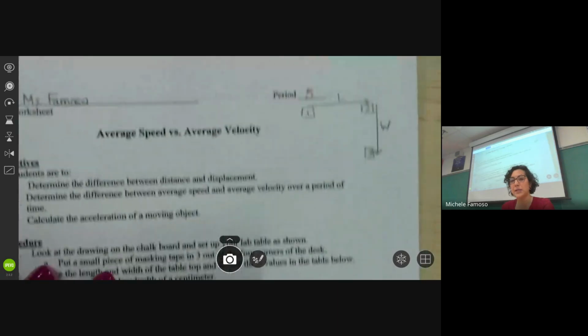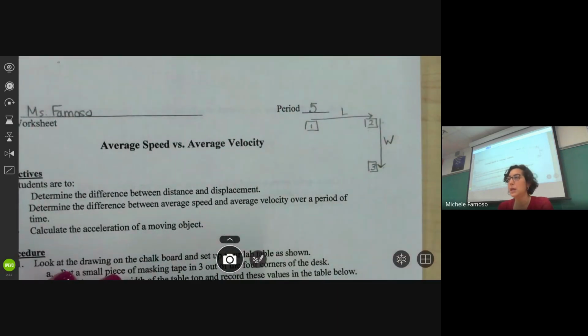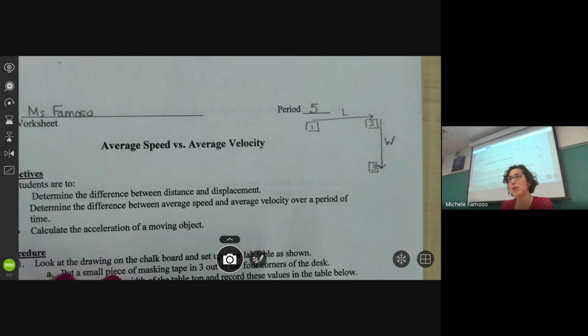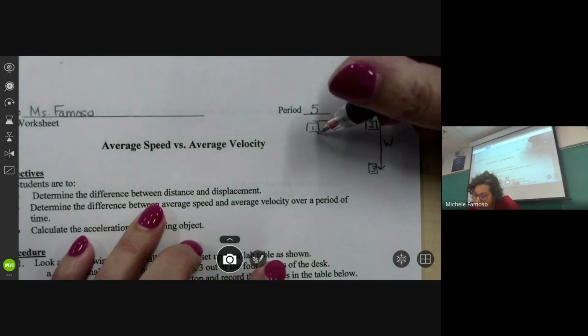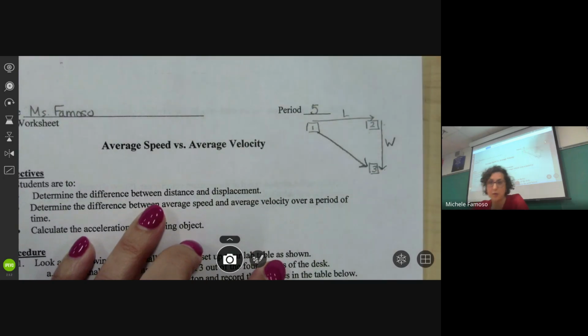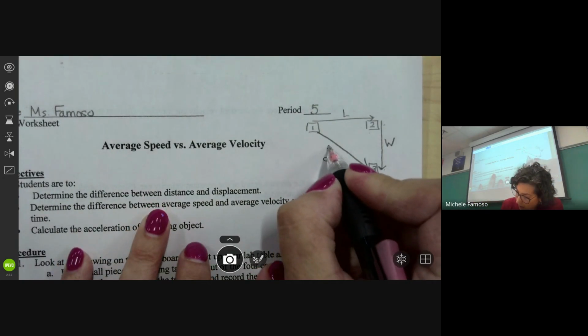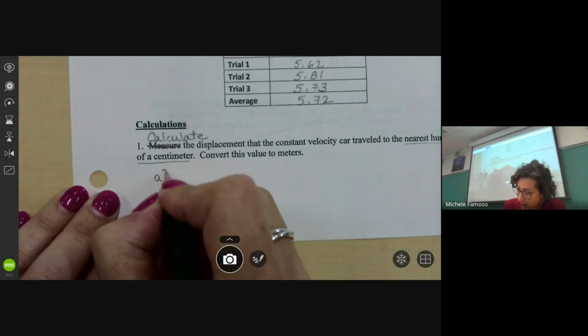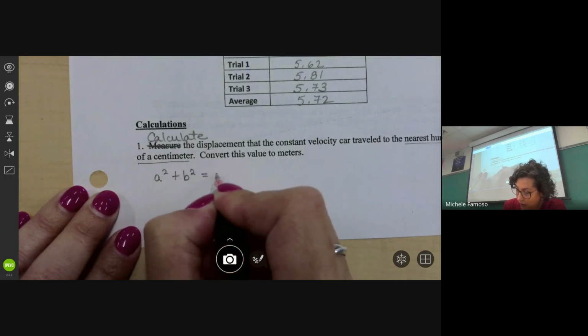So if I were to go back to this picture for a minute, remember that the car went from 1 to 2 to 3. Where is the displacement in that picture? That's right. The displacement is that arrow right there between 1 and 3. Now, how are you going to find that? That's right. That will give you the magnitude of the displacement.